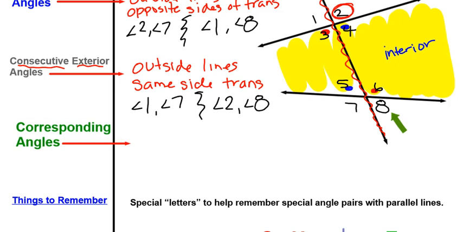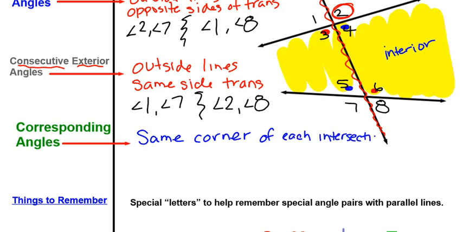The last angles that we're going to talk about are the corresponding angles, and the corresponding angles have the most kinds of angles. And this is one that can give people trouble, so you'd want to pay attention. But they are in the same corner of each intersection. I remember corner, C-O-R, and corresponding, C-O-R. Those both start with the same letters.